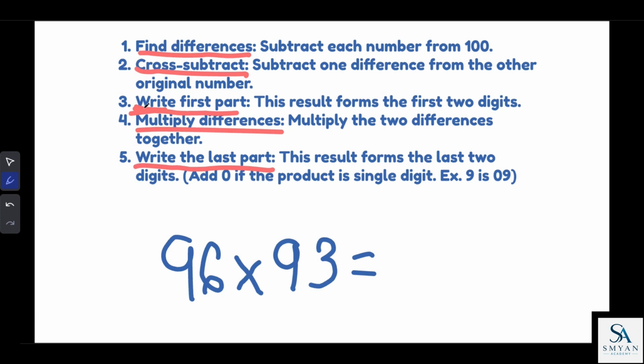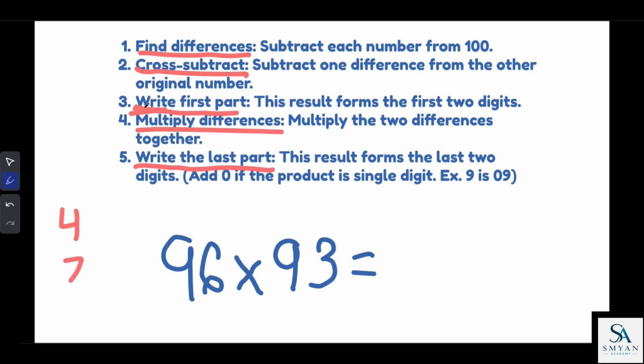Alright, I know that might have been a little bit wonky, but I'm telling you it'll be so much easier when I explain it with this example. So 96 times 93. Our first step is to find the differences. 100 minus 96 is 4. Okay? 100 minus 93 is 7.